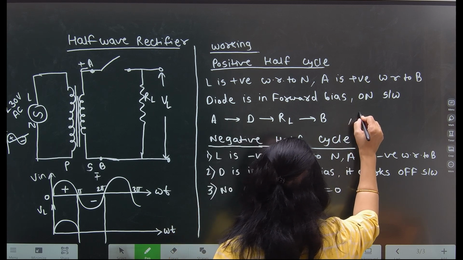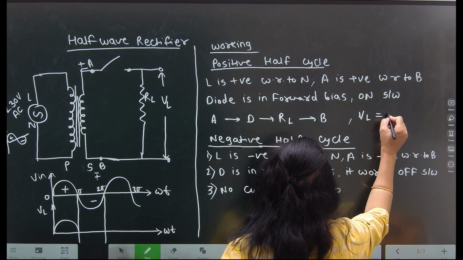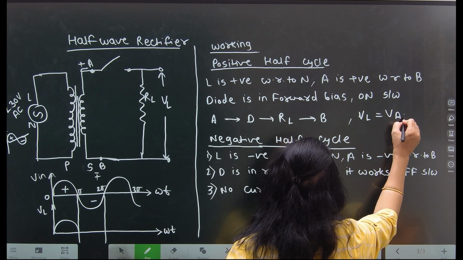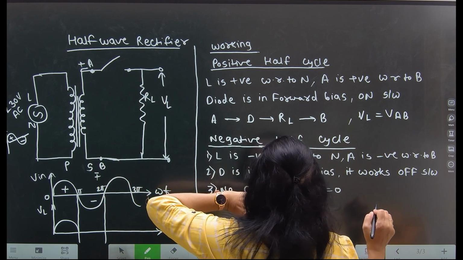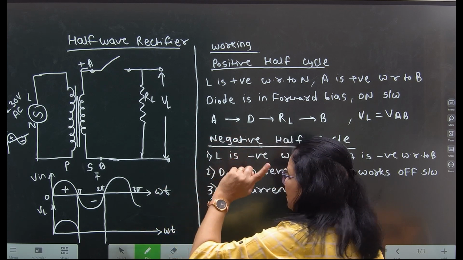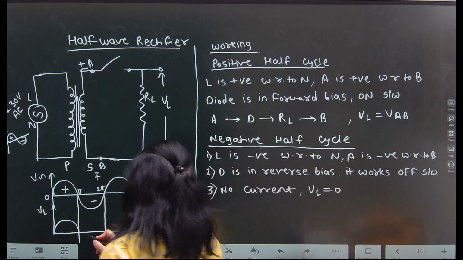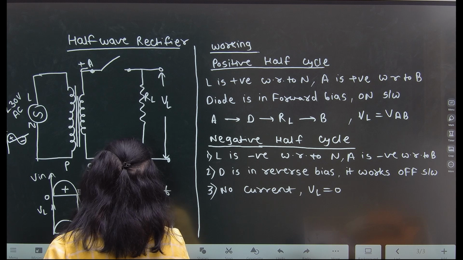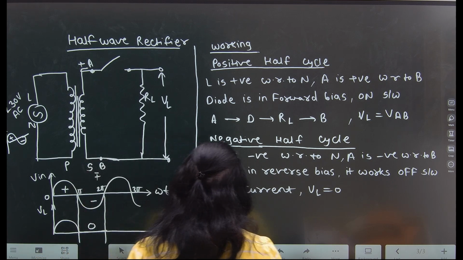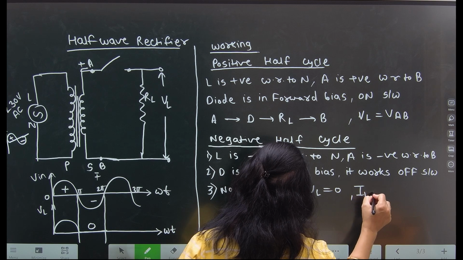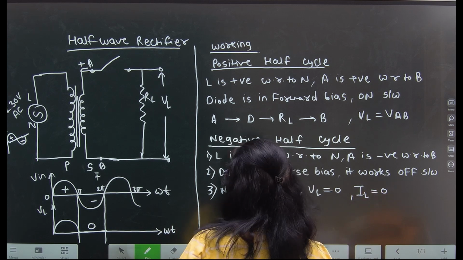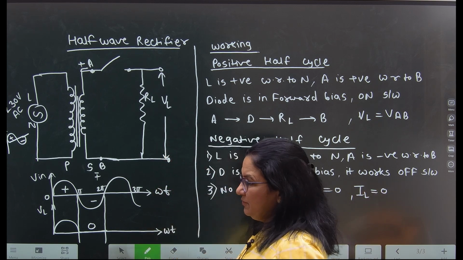Here VL is equal to VAB. Whatever the input voltage was, the whole voltage appears across VL in the case of the positive half cycle, whereas in the case of the negative half cycle, it is equal to 0. And IL is also equal to 0. This is a half wave rectifier.